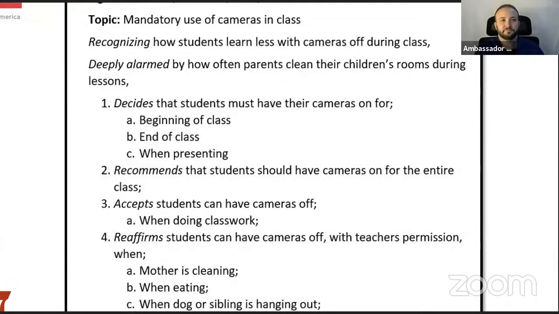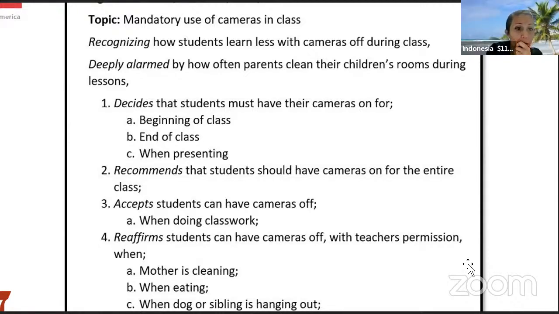Okay, so we said that the topic: recognizing how students learn less with cameras off during classes. Deeply alarmed by how often parents clean their children's room during lessons. Okay, so great. These are two reasons for why we're adopting this policy. All right, let's continue now with how.